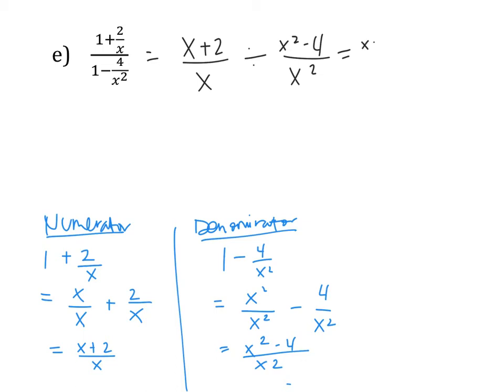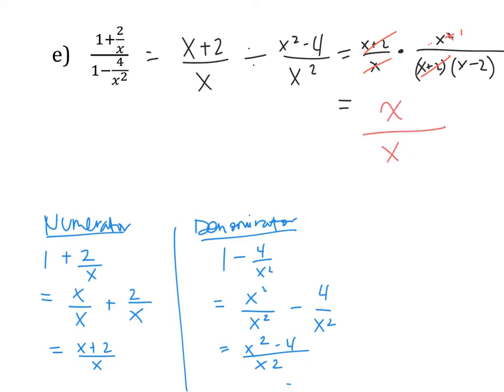So I'm left with x plus 2 over x, multiplying by the reciprocal, right? So we have x squared over x plus 2 times x minus 2. From here, I can simplify whatever I need to. X plus 2 is gone. Oops, wrong one. X is gone. This becomes x to the first power. Okay, so I'm left with x to the first over x minus 2.